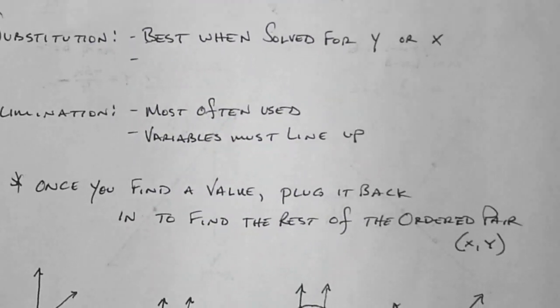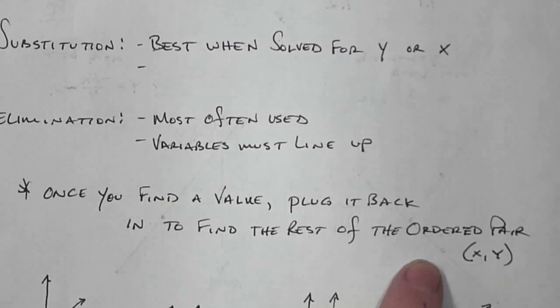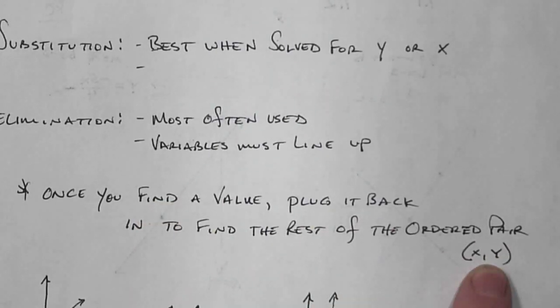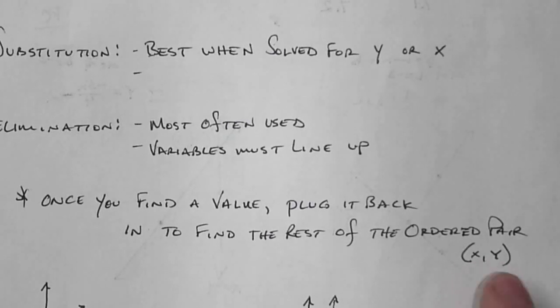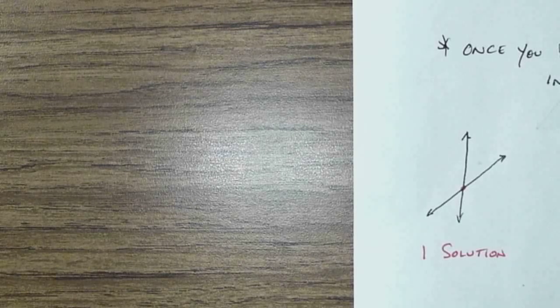Then when we're done in both cases, we find a value for x or find a value for y. We're going to plug it back in to get the rest of the ordered pair. We're looking for ordered pairs. Now, in the past, when we did this, you're looking at two lines and you're trying to figure out where they crossed, if at all. They could cross and get one solution, or not cross and get no solution, or overlap and get infinitely many.